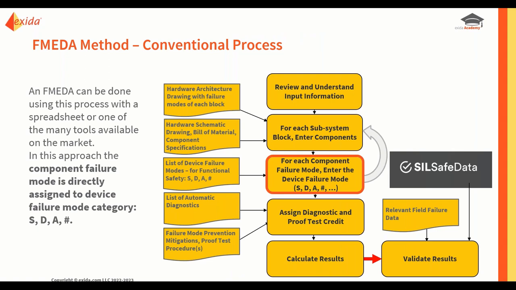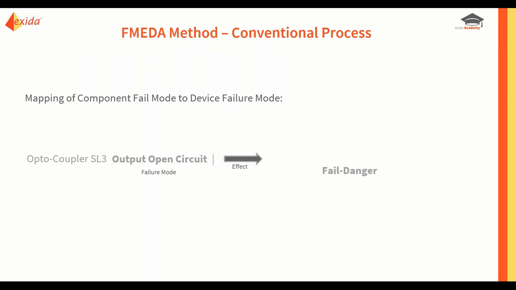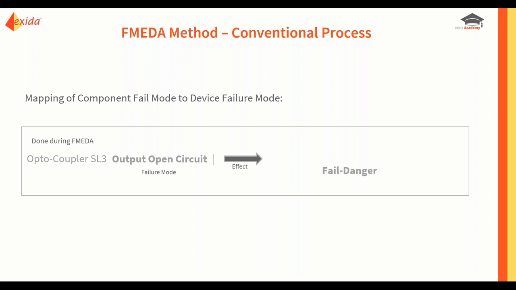So there are two methods, as it were, for doing an FMEDA. There's the conventional process, and as I said, you don't need a specific tool to do an FMEDA. It can be very easily done using an Excel spreadsheet, and we'll talk about that a little bit more in a moment. Also, the next webinar next week will actually show the practicality of carrying out an FMEDA using a spreadsheet. But sorry, back to this: an FMEDA using the conventional process is where we map the component failure mode to the device failure mode category. To give you an example of how this might work, we have an optocoupler here in a particular type of design. The output of the optocoupler goes open circuit, and this is done during the FMEDA, and the effect of this is fail danger.